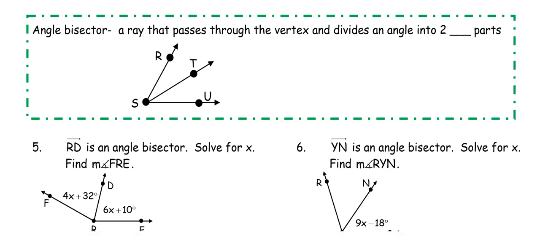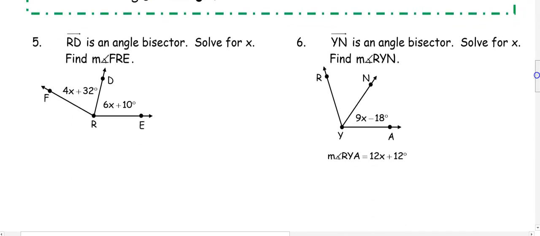An angle bisector is a ray that passes through the vertex and divides an angle into two congruent parts. So if ST is my ray that's the angle bisector, then each angle is congruent. It's going to have the same measure. It's going to be half of the overall angle. So we're using the same idea as we did with segment bisectors for angle bisectors.